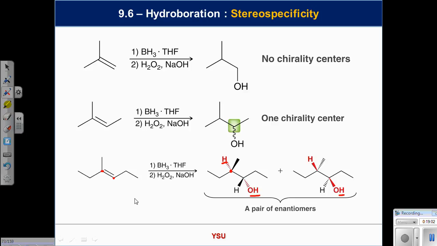So you've got to watch for this. Now I've got two stereocenters. How many isomers could I potentially make? Four.